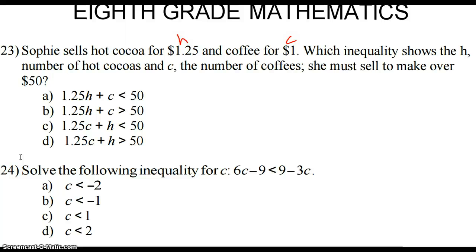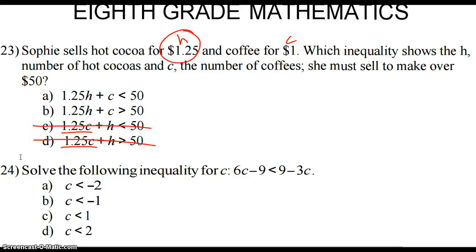make over $50? Alright, you can eliminate two of these right away because hot cocoa costs $1.25, so H has to go with the 1.25. You'll notice that in C and D it's matched up with the wrong variable. So we can eliminate those two right away.